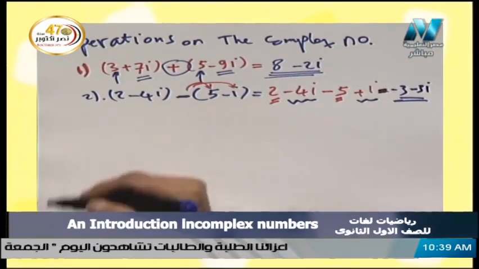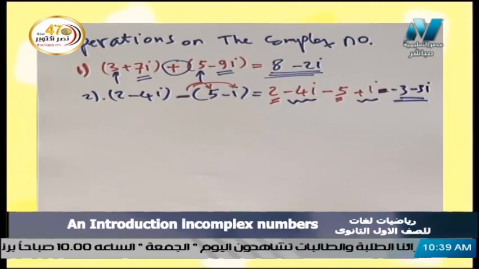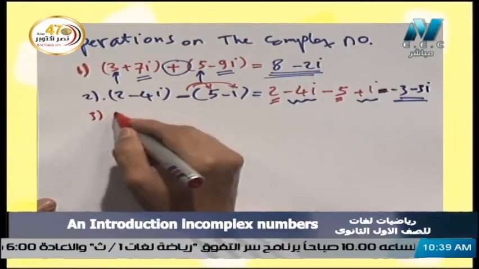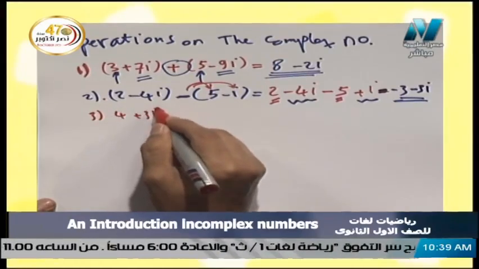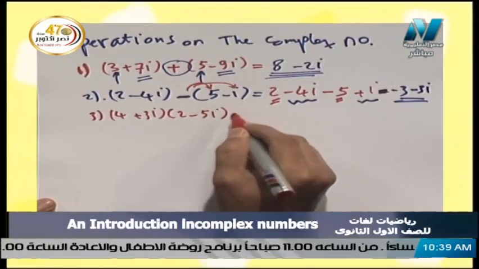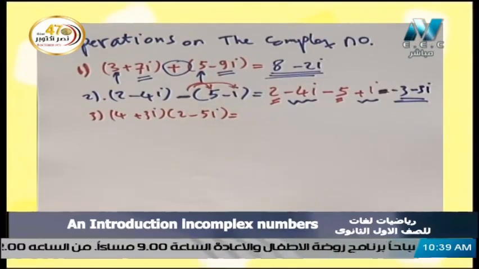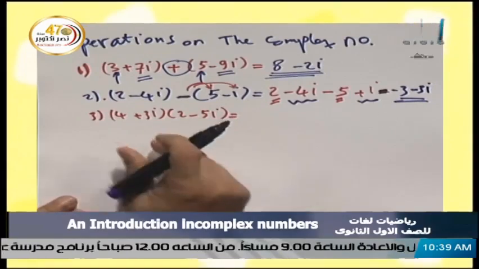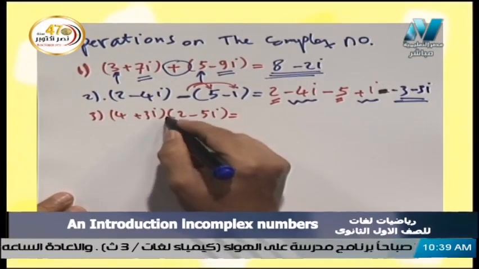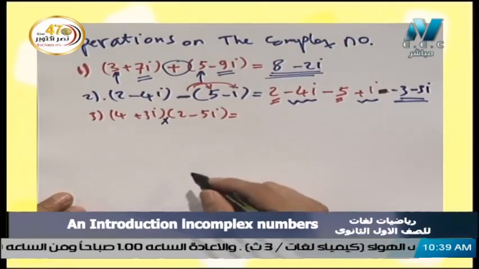We can move to the multiplication example: 4 plus 3i multiplied by 2 minus 5i. We know that if we have two brackets multiplied by each other, we can distribute the multiplication.